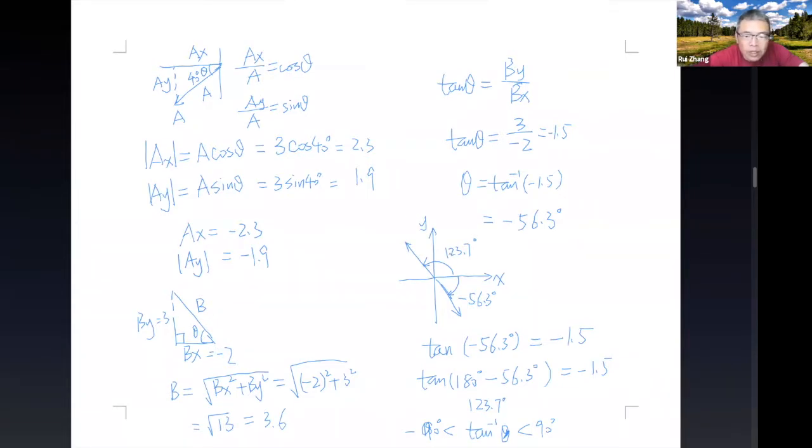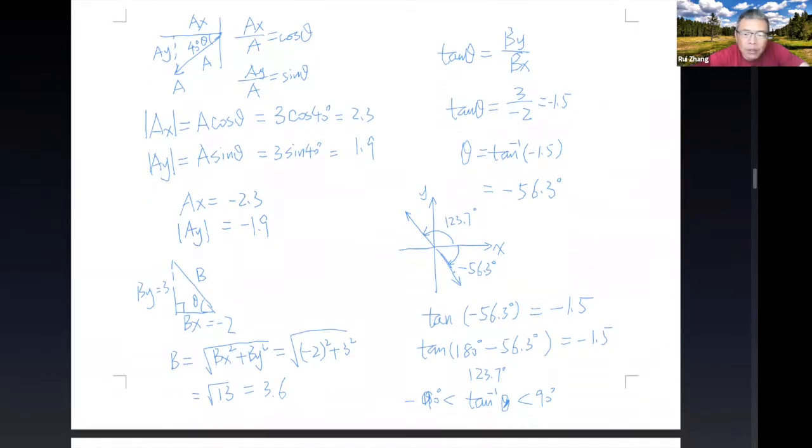That tells you it's in the second quadrant. The vector itself is in the second quadrant. You can draw roughly where the vector is based on these two components. So that definitely tells you this angle here, negative 56, is not correct. You have to add 180 to it. You have to make it 123.7. Okay, that makes sense, you guys?